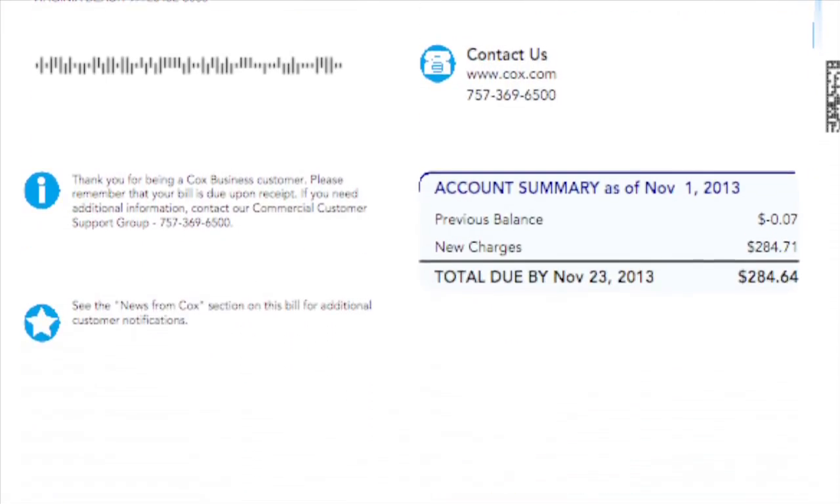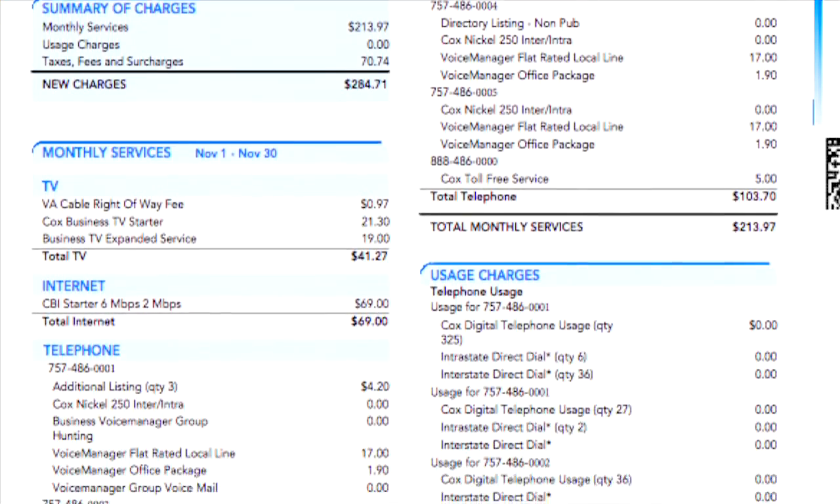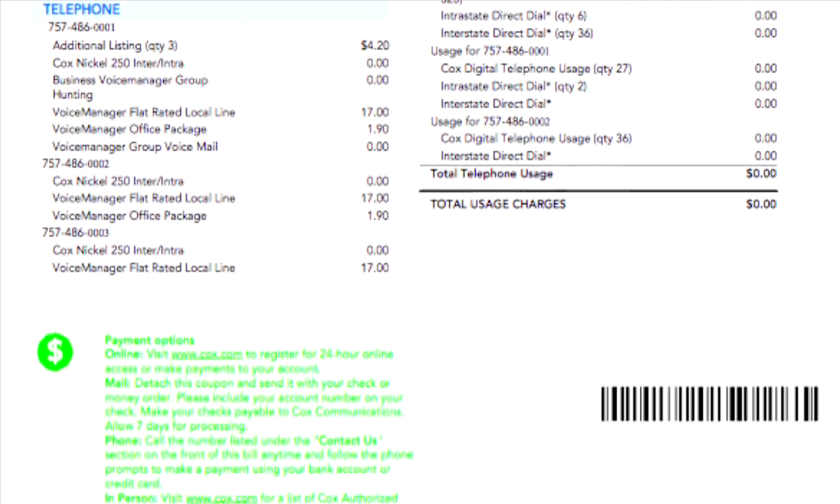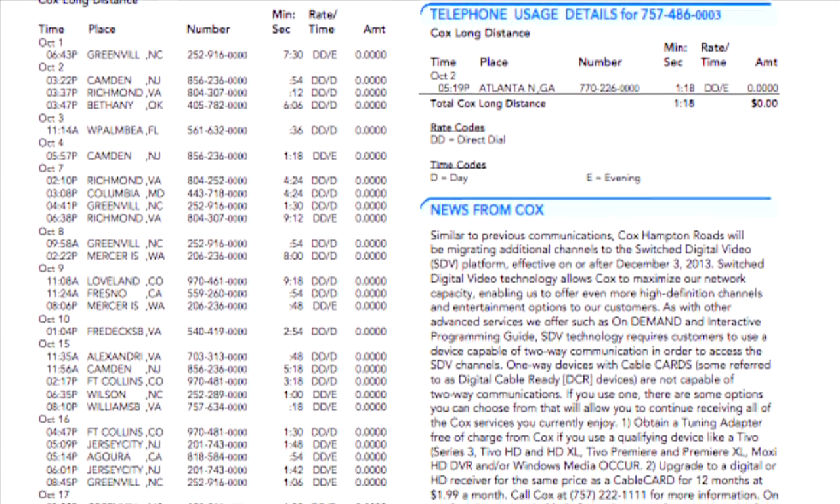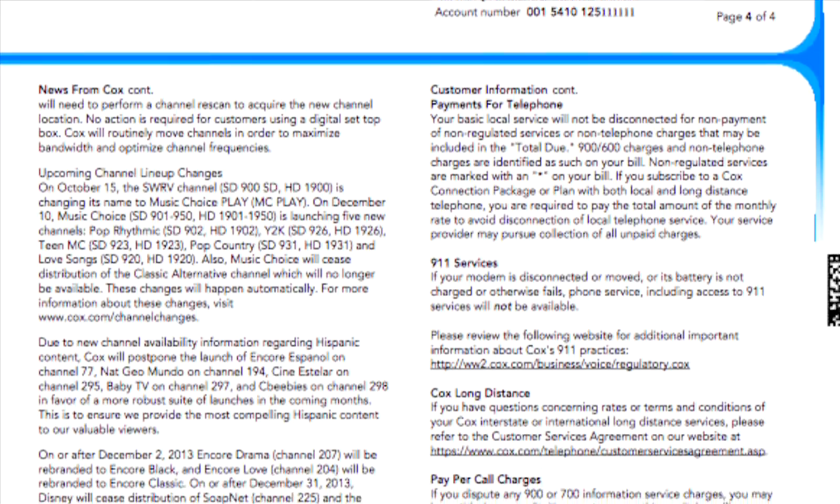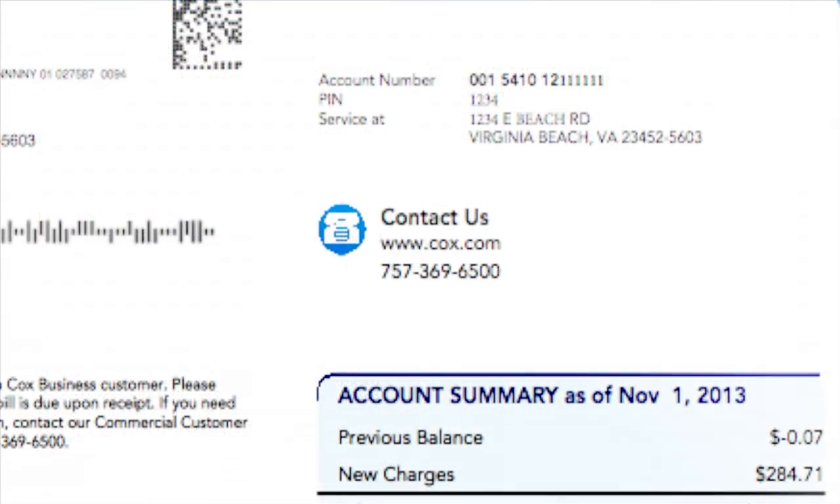Topic number 2, monthly bill overview. Every customer invoice will vary in length based on the services to which you subscribed, or the usage of services, such as the number of long-distance calls made by your business. However, the majority of customers can simply review pages 1 to 3 to better understand their monthly invoice. Let's review page 1, which includes basic information such as A, account number and PIN. This data is important to have if you need to talk with one of our customer care representatives.